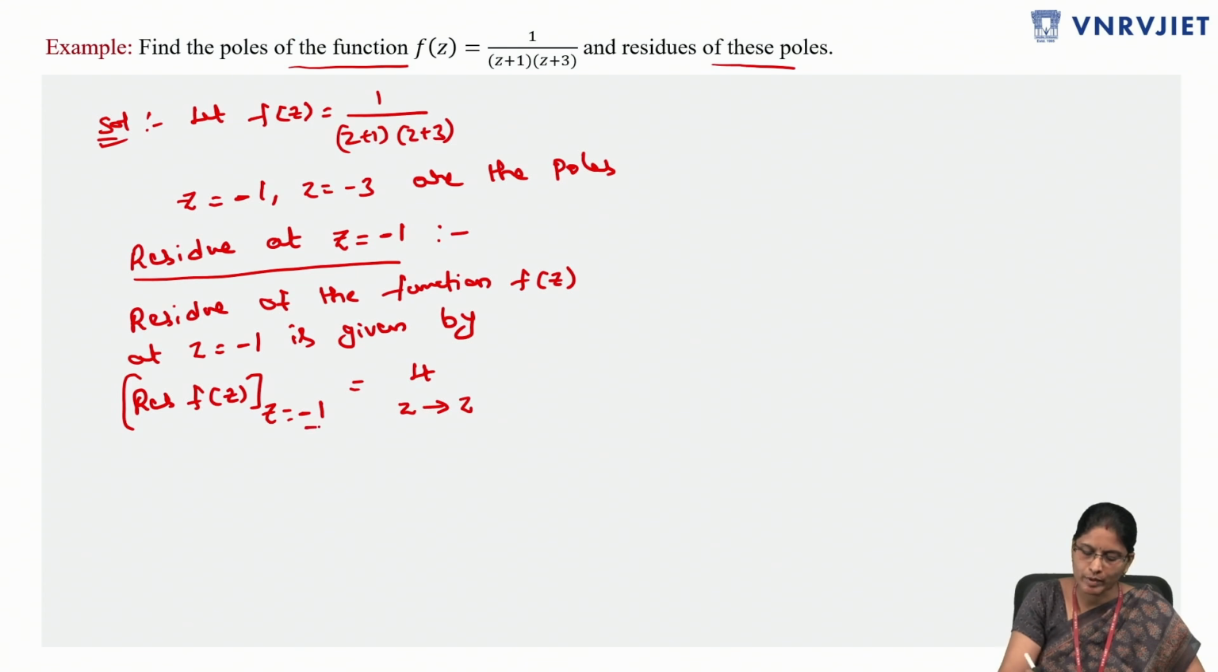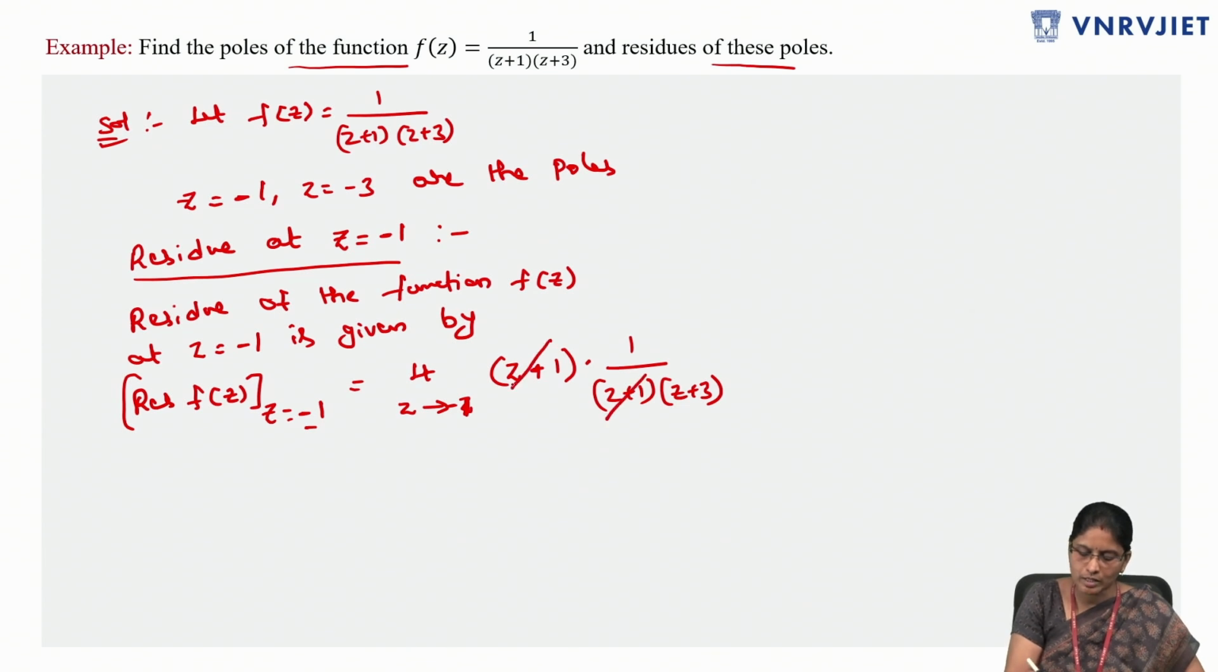So here the point is minus 1. We can take z tends to minus 1, z minus z naught. So what is the point z naught here? Minus 1. Minus of minus 1 we get plus 1, into f of z. f of z is 1 by z plus 1, z plus 3.